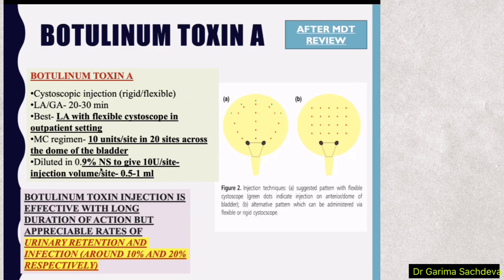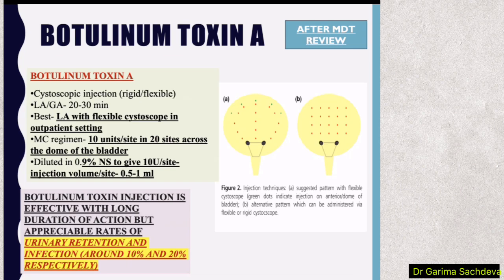Botulinum toxin injection is effective with long duration of action, but there are problems with it. Two important complications you have to explain: there can be urinary retention and infection. Urinary retention occurs in 10% and infection in 20%. If urinary retention occurs, you have to teach them clean intermittent self catheterization so that they can remove the urine.